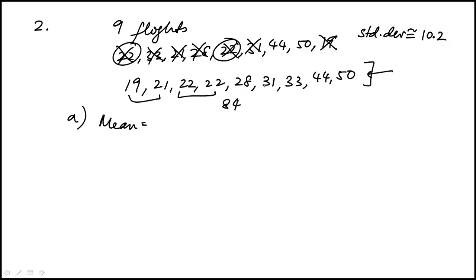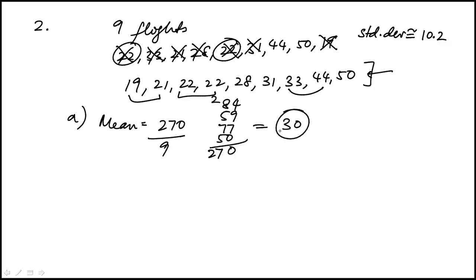And that's 59, and these two add up to 77 and 50. So 9 plus 7 is 16, and 4 is 20, 10, 15, 22, 27. So the sum is 270, and I have to divide this by the number of data points, which is 9. So 270 over 9 is 30. So the mean is 30.